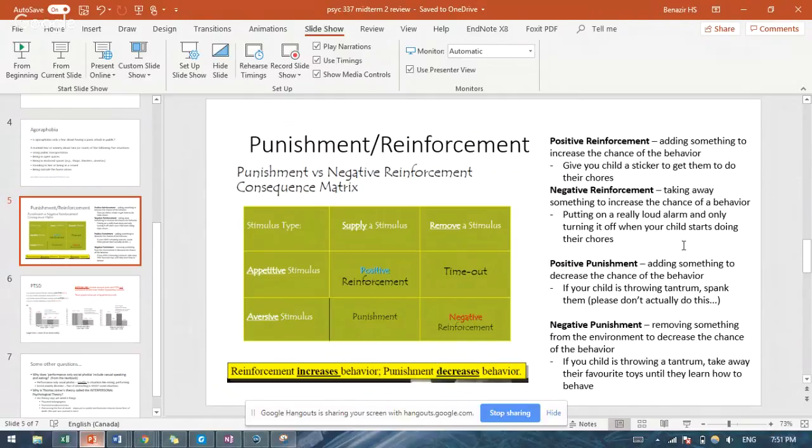Negative punishment, on the other hand, is going to be removing something from the environment to decrease the chance of a behavior. So the child is throwing a tantrum, you really don't want them to throw a tantrum, so you're going to remove their favorite toys until they learn how to behave. So hopefully those examples help clear it up a little bit.